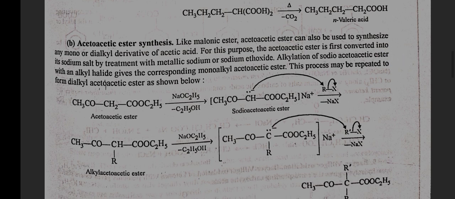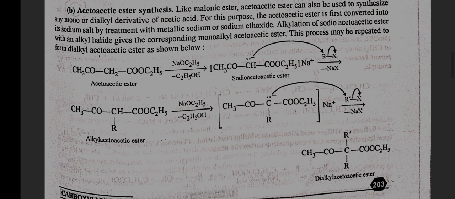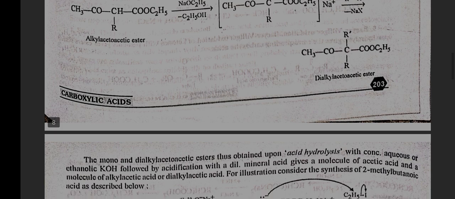Like malonic ester, acetoacetic ester can also be used to synthesize any mono or dialkyl derivative of acetic acid. For this purpose, the acetoacetic ester is first converted into its sodium salt by treatment with metallic sodium or sodium ethoxide. Alkylation of sodio-acetoacetic ester with an alkyl halide gives the corresponding monoalkyl acetoacetic ester. This process may be repeated to form dialkyl acetoacetic ester as shown.